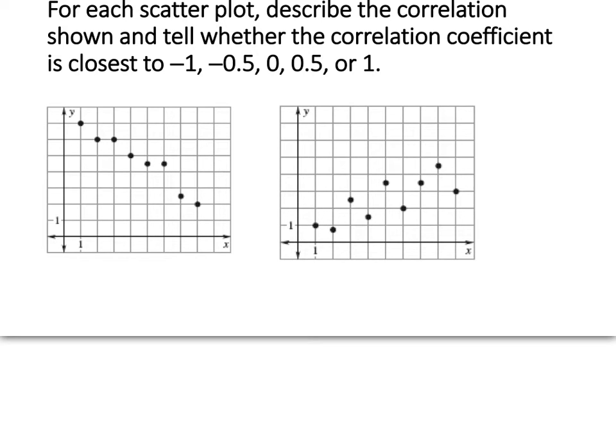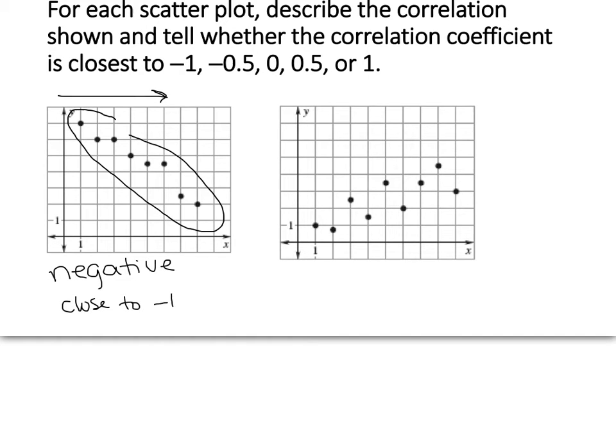So we're going to look at this first graph, and we can see that these are tending to go downhill. You always read a graph from left to right, and this is going down. So this would have a negative correlation. So how close is it? If they were all in line, which they're not because they're scattered out, it would be -1. If it was -0.5, they would be more scattered. So this is close to -1. It's probably more like -0.8.